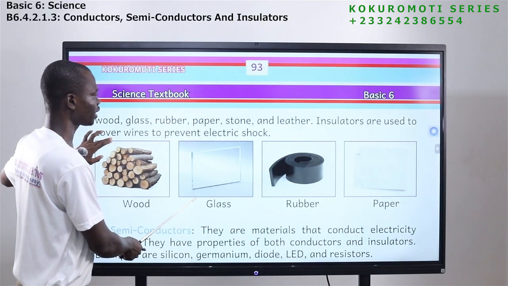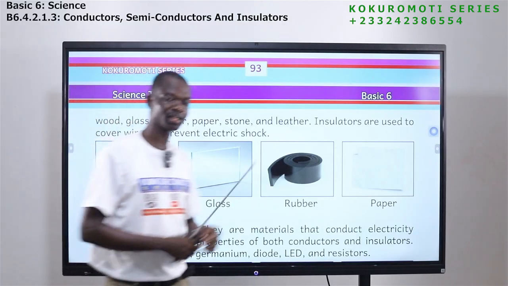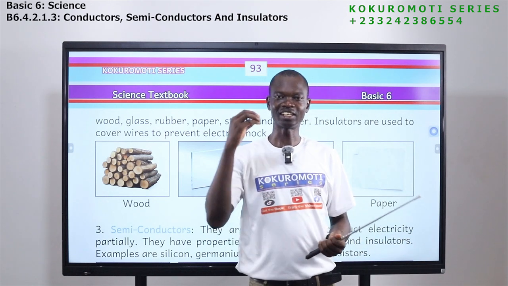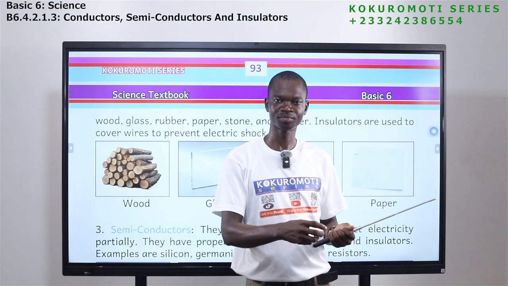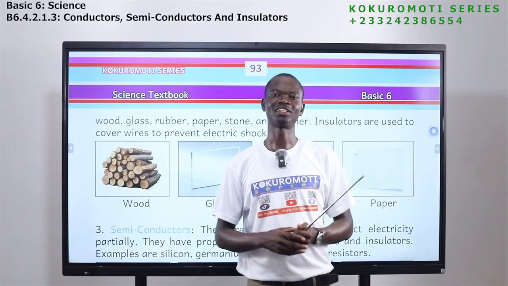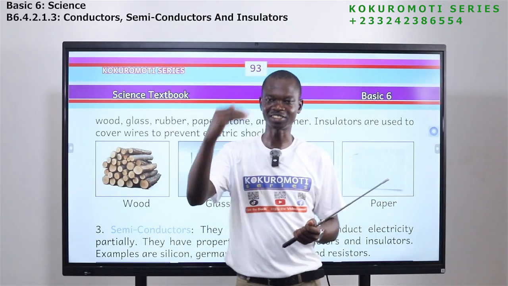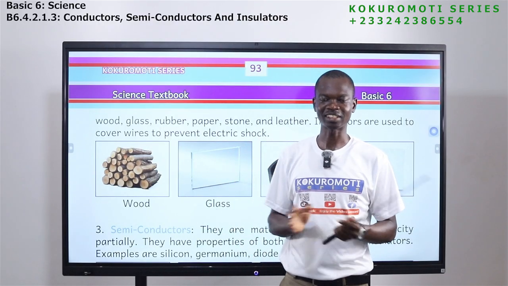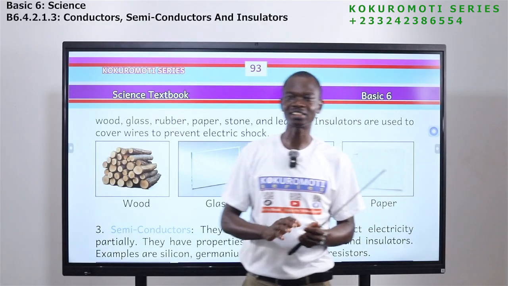My question is, why do we cover cables, electric wires, with insulators? The reason is that the insulator will prevent the electric power from passing through to shock other people or to shock the user or those who will touch it. So you see, insulators, they don't allow electricity to pass through them. That is why they are used to cover wires. We use them to cover wires to prevent electric shock.